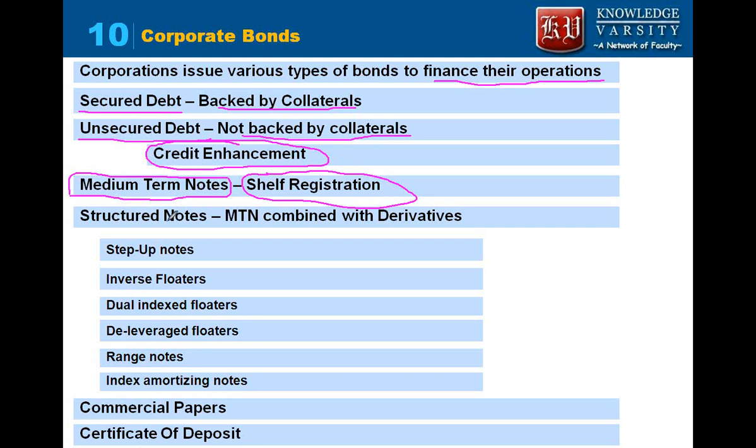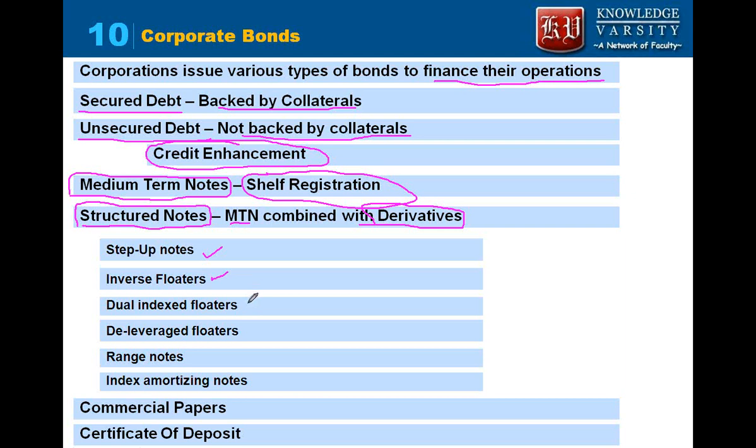Typically these MTNs are combined with derivatives to create floating securities, and these are called structured notes. When medium term notes are combined with derivatives, it will create structured notes. You can have step up notes, that is, the coupon payment will increase once or more. You can have inverse floaters, that is, as the floating rate increases the coupon decreases.